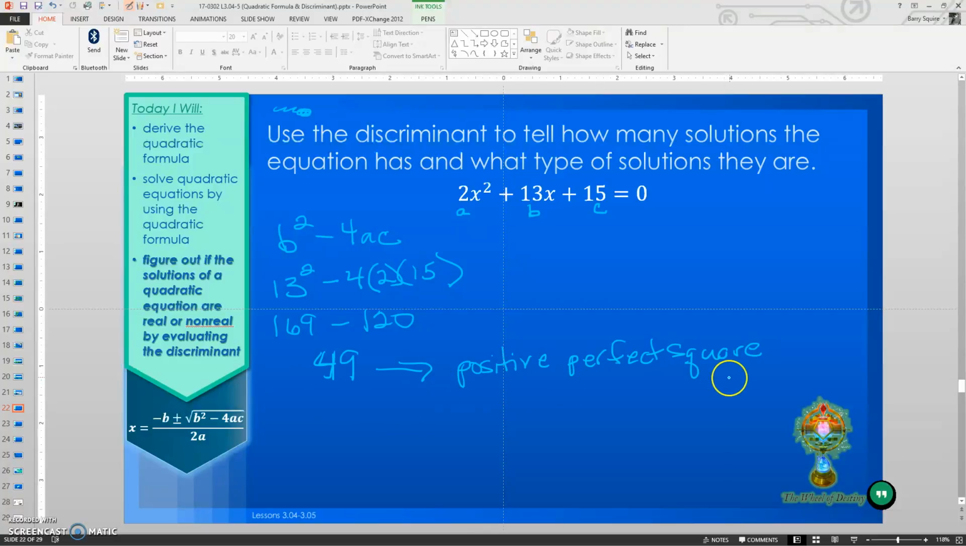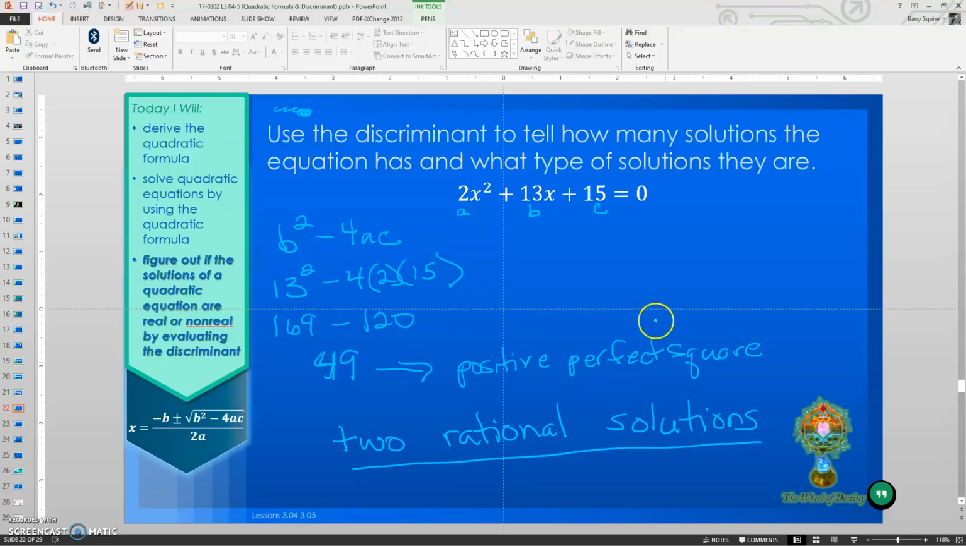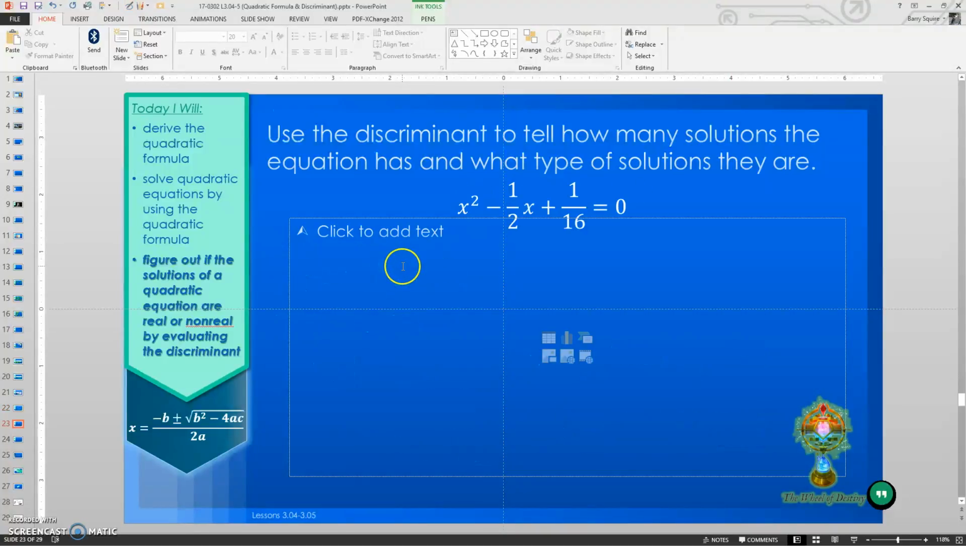So a positive perfect square, if we remember, means that we are going to get two rational solutions. So we are going to have two x-intercepts, and we don't know what the solutions are, but we know that we're going to get two rational solutions. So that's a great way to check when we use the quadratic formula if we are actually getting two rational solutions. So there's lots of ways to check what you're doing. It's always a great idea to do that.